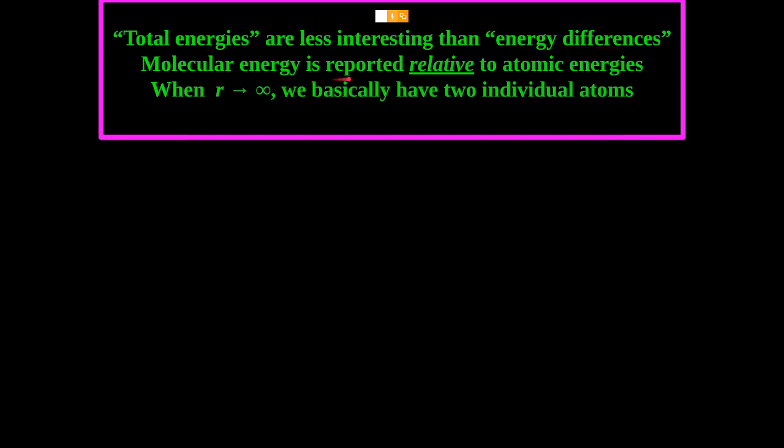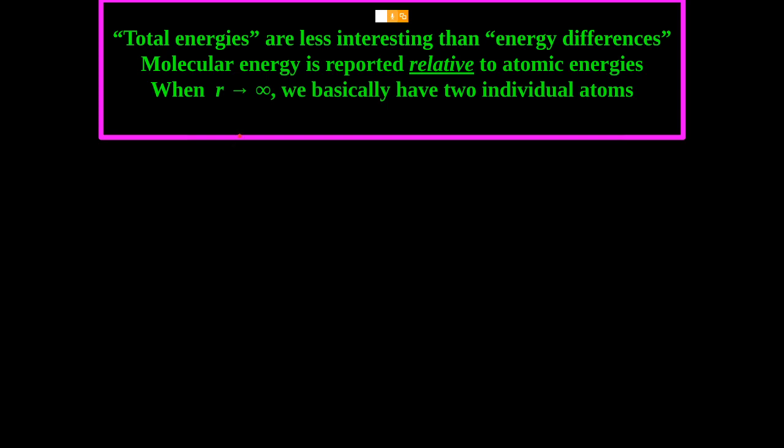So molecular energies are reported relative to atomic energies. That way we're comparing it to something. If the internuclear distance between two atoms is infinity, if it's very, very large, we basically have two individual atoms which are not interacting anymore. The forces are just too weak. The 1 over r squared in your forces is basically zero when r is extremely large. If r tends to infinity, then the interaction tends to zero, or the forces tend to zero.